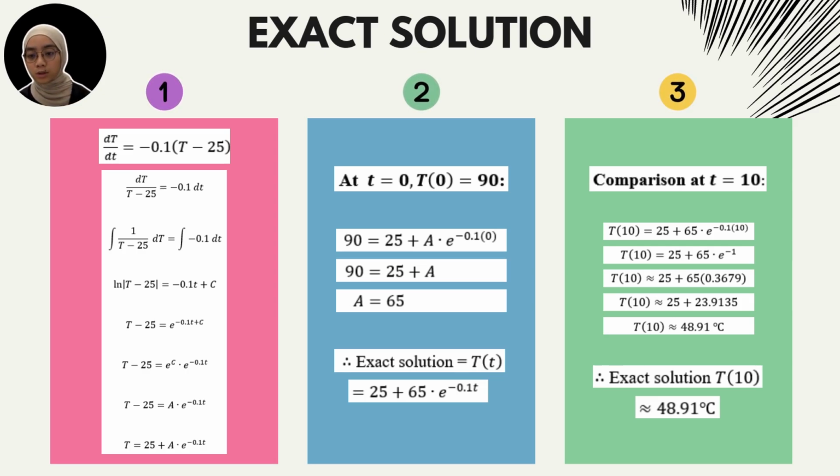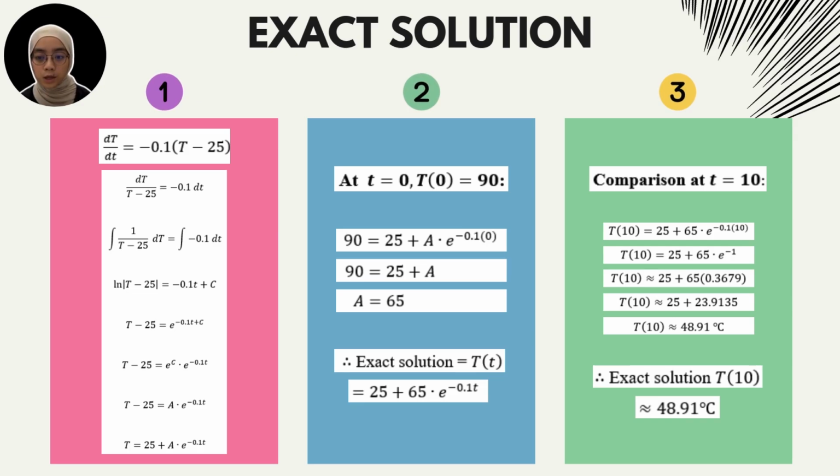After exponentiating both sides to remove the natural logarithm, we find that T - 25 = e^C times e^(-0.1t). For simplicity, we let A equal e^C. So the general solution becomes T(t) = 25 + A times e^(-0.1t).